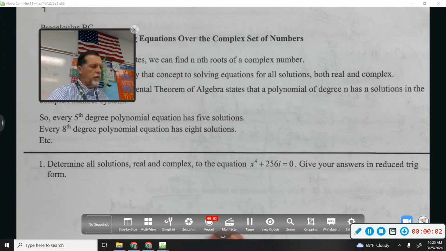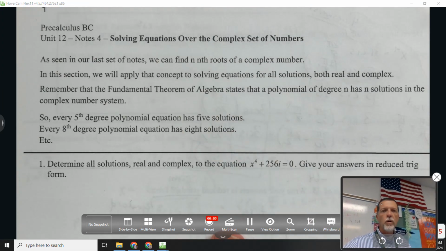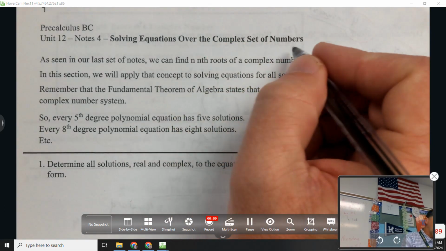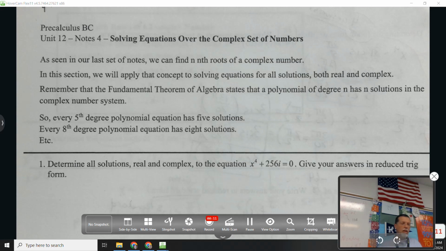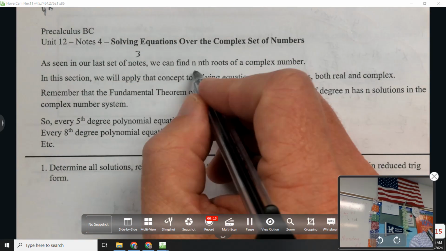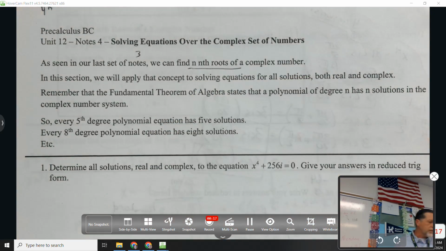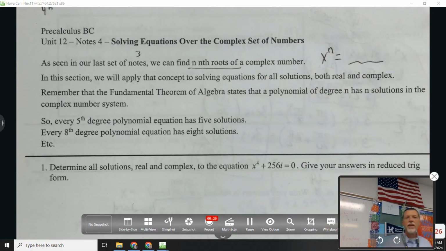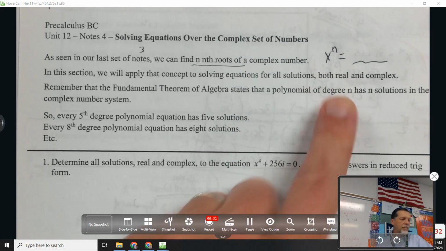All right, Unit 12, Note 4, solving equations over the complex set of numbers. So in the last set of notes, in Notes 3, we did roots of a complex number. But we kind of cheated and peeked ahead because we really set it up as x to the n equals something, and then we did the nth roots. So today we're going to officially have an equation that looks like x to the n.